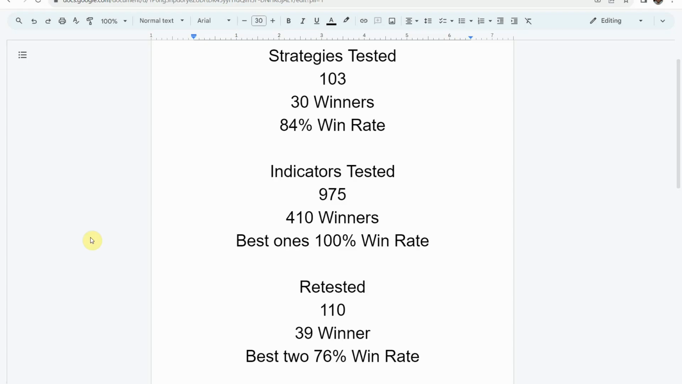We've also retested in the advanced testing 110 of the winning indicators. 39 of them have been able to maintain the winning status, the best to a 76% win rate. Now keep in mind that we test most of these indicators and strategies on the Forex and crypto market, but they can be applied to just about any market and time frame universally.